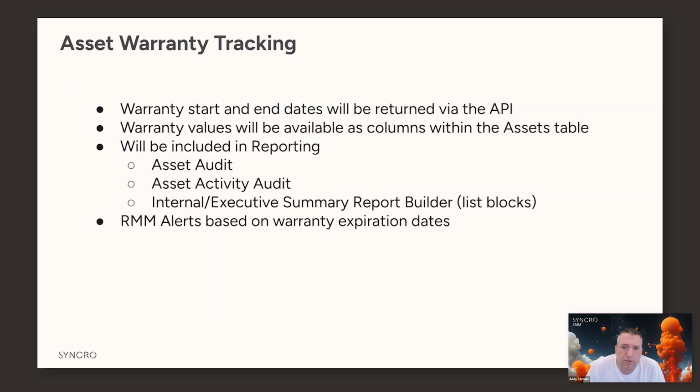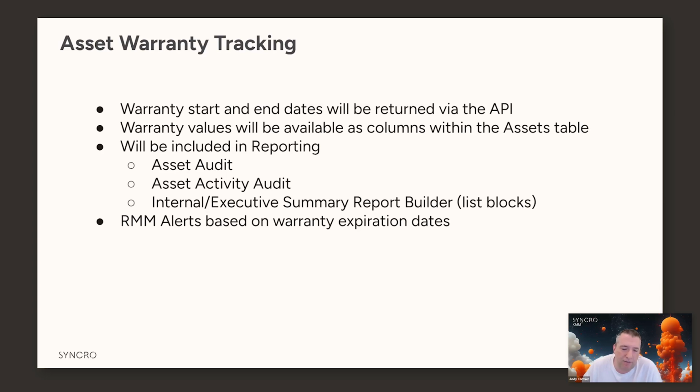There's going to be a couple other features here that we're expecting to include as well. First one is warranty data will be returned in our API when grabbing endpoint data. I already know somebody was typing up that question, so yes, we've got you covered on that one. We're going to make the warranty information available as standard data fields, and that means you'll be able to add it as columns into your asset tables and reports and things like that. So it'll natively work in several reports, including the asset audit reports, as well as the list blocks within our 2 report builders.